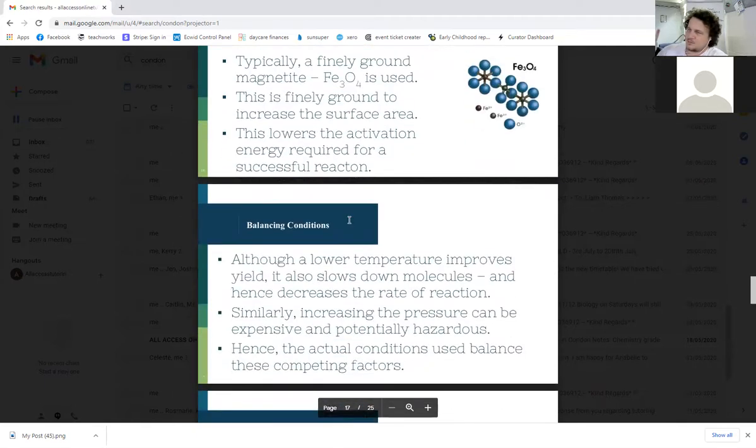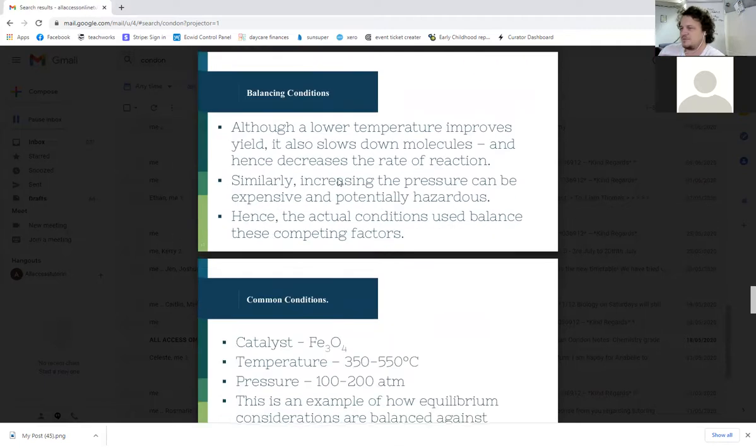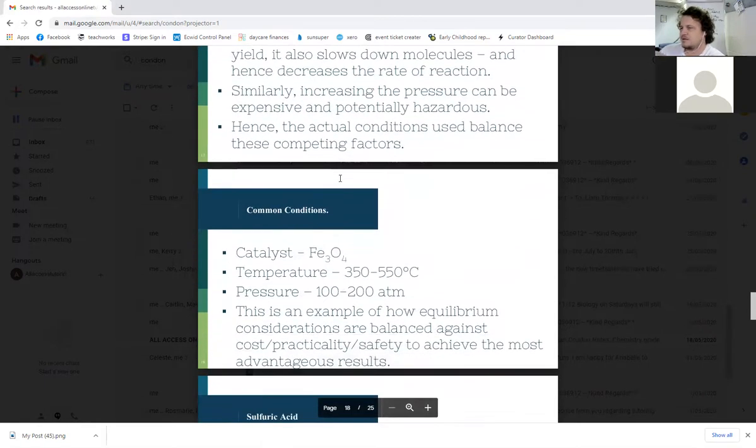But we have to balance the conditions. So we can't just ramp up the pressure because it's expensive. We can't drop the temperature down to minus 250 because the rate of reaction will be too slow. So in industrial chemistry, everything has to be a balance of what we're doing. So 1 to 200 atmospheres of pressure. Temperature, still pretty hot, but not very.